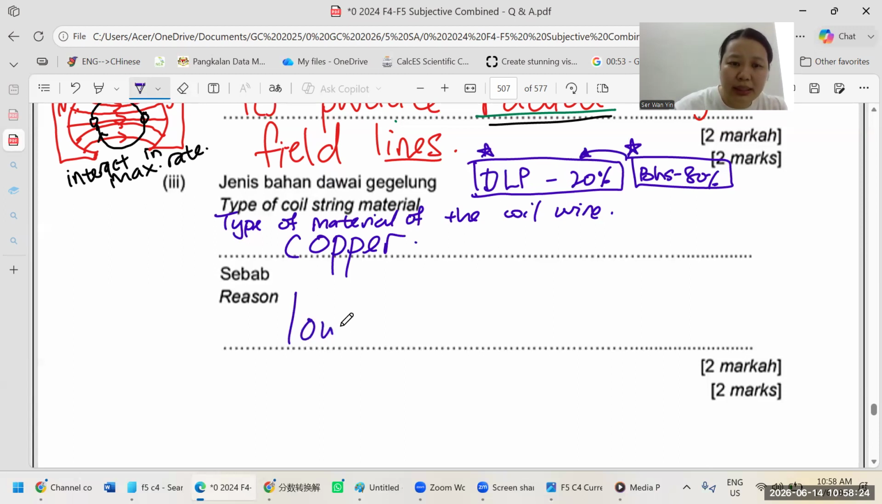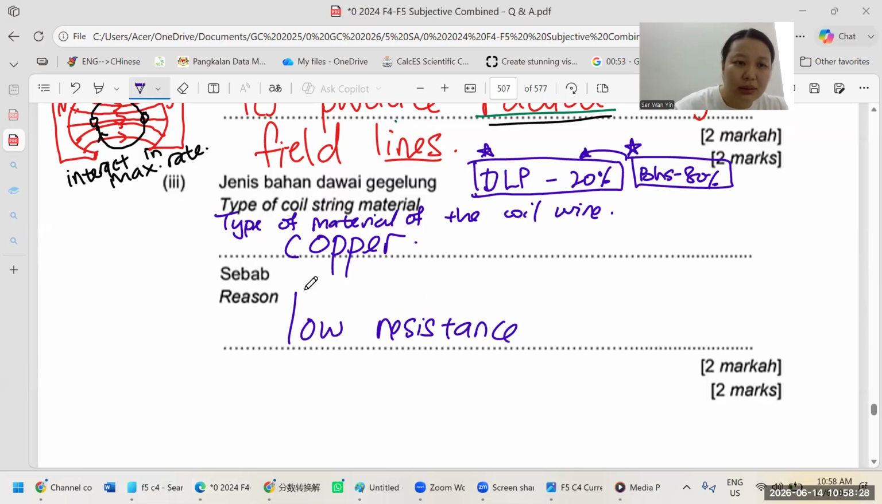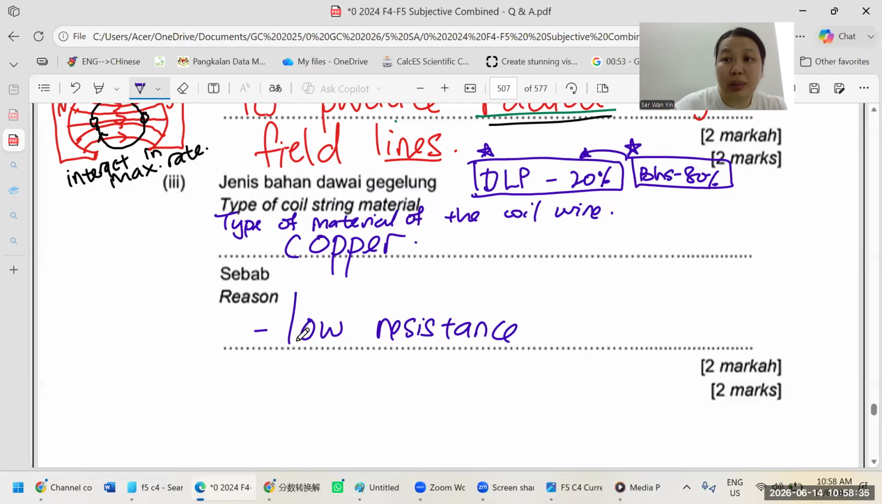Yeah, low resistance. Yep, good. So please write the really confident one. Look at number 1, and you can add a few more. Low resistance, more current flow.